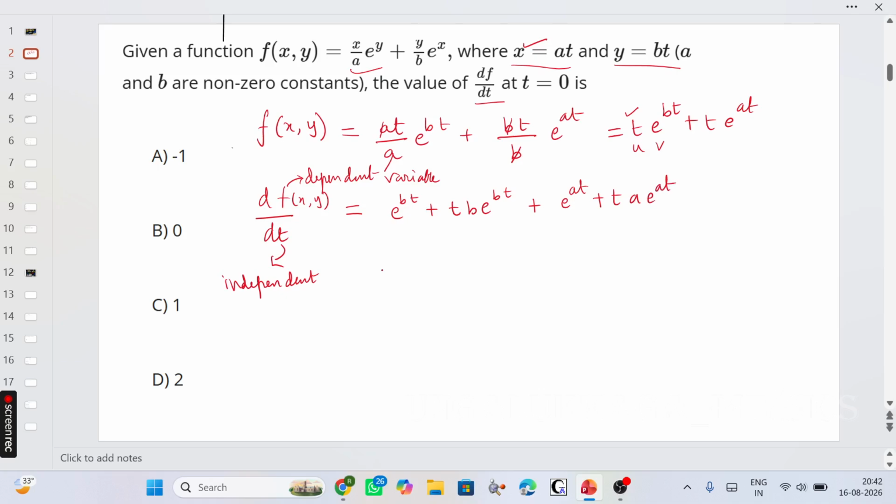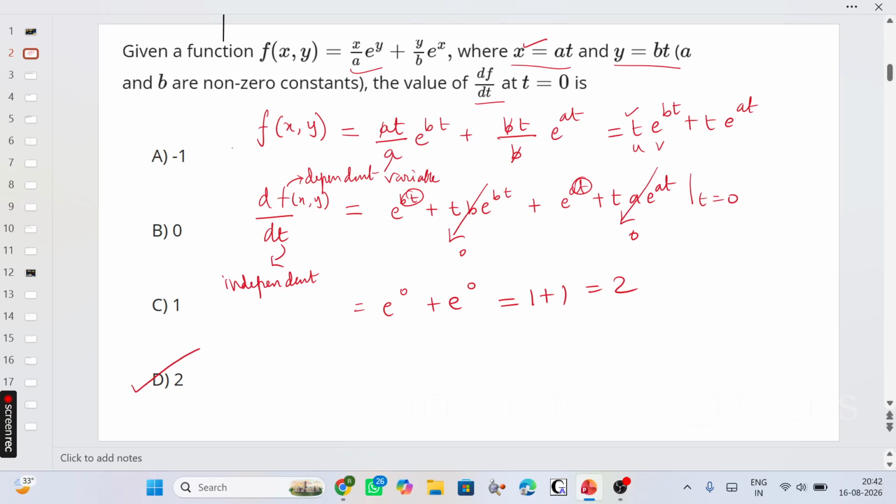Okay, so they asked for t equal to 0. At t equal to 0, what happens? This will become 0, again this will become 0. We will be having e power 0 plus e power 0. Anything power 0 will be 1. So 1 plus 1, which is equal to 2. So the answer is option 2.